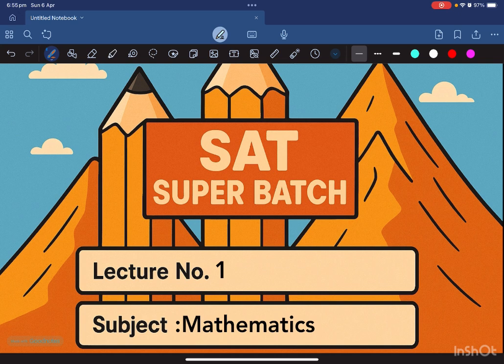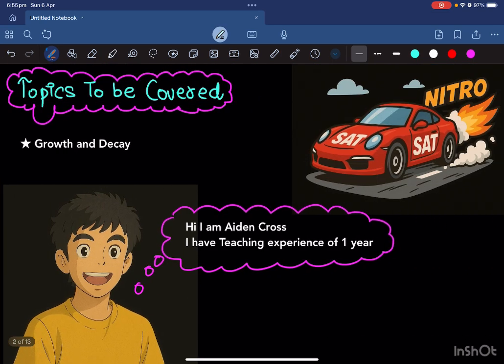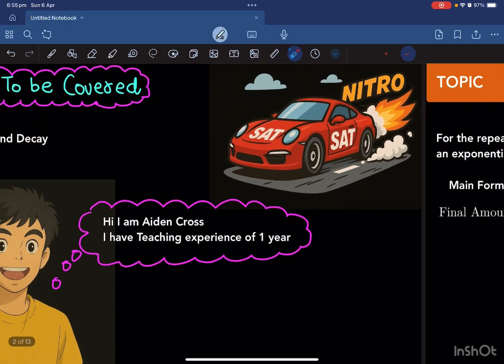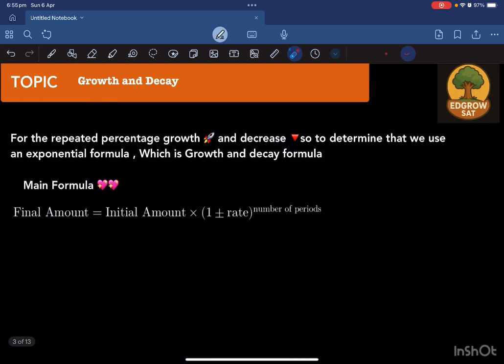So let's start with lecture number one, subject mathematics. I am Aiden Cross. I have teaching experience of 1 year, and today we are going to deal with growth and decay. So what is basically growth and decay? It is the repeated percentage growth and decrease.